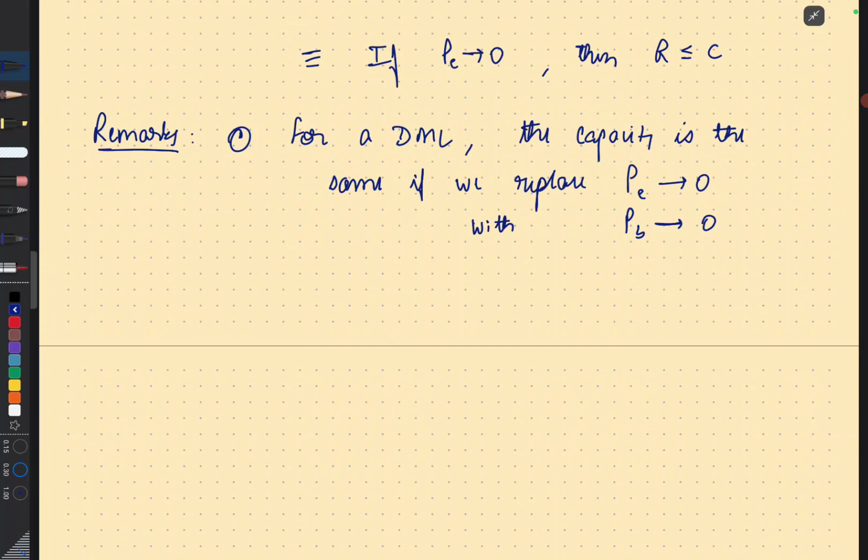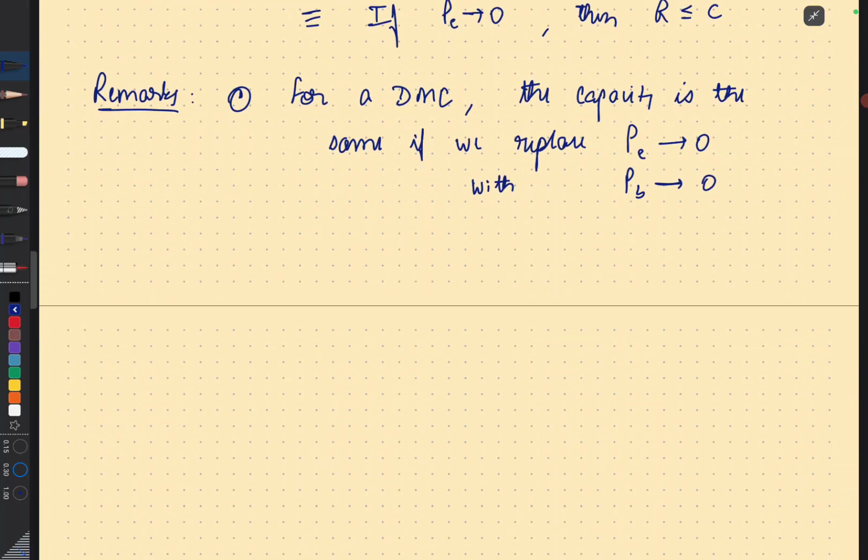And again, one thing to note, this happens if the channel is a discrete memoryless channel. If the channel is not a memoryless channel, then maybe the capacity is different under probability of bit error going to 0 versus probability of block error going to 0. They could be very different. In fact, not just so, the bit error probability is a relaxation of the block error probability. But then you could also demand something even stronger, which is called a maximum probability of error constraint.